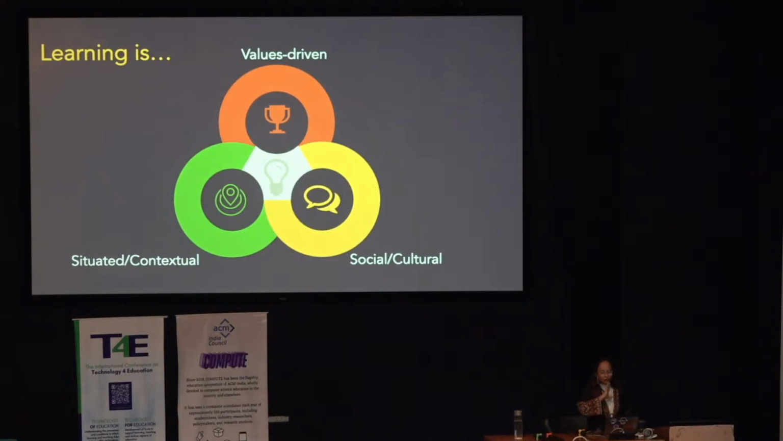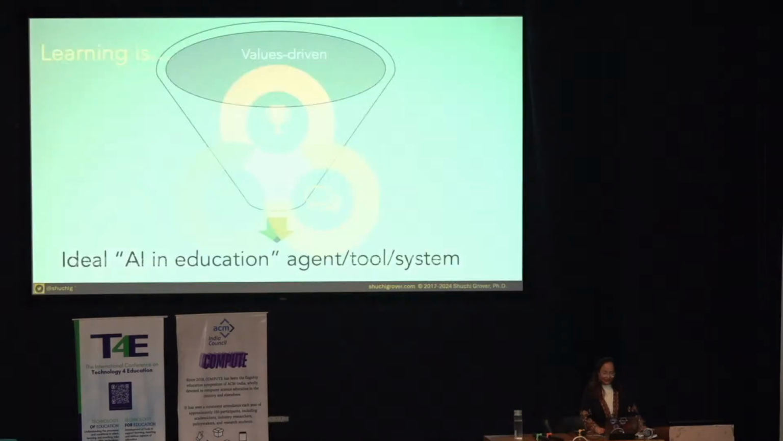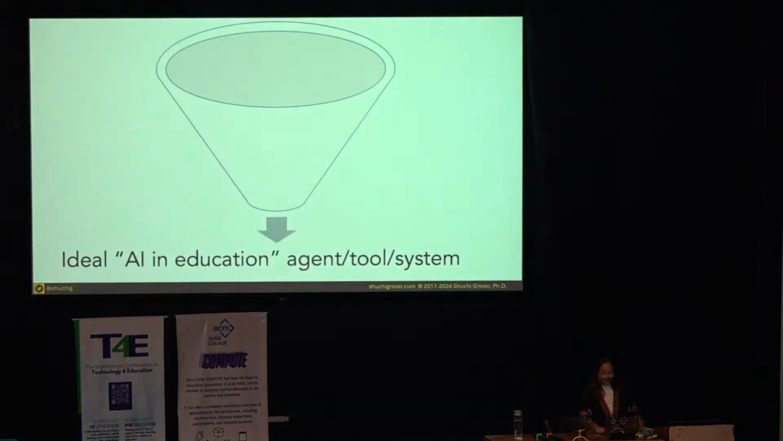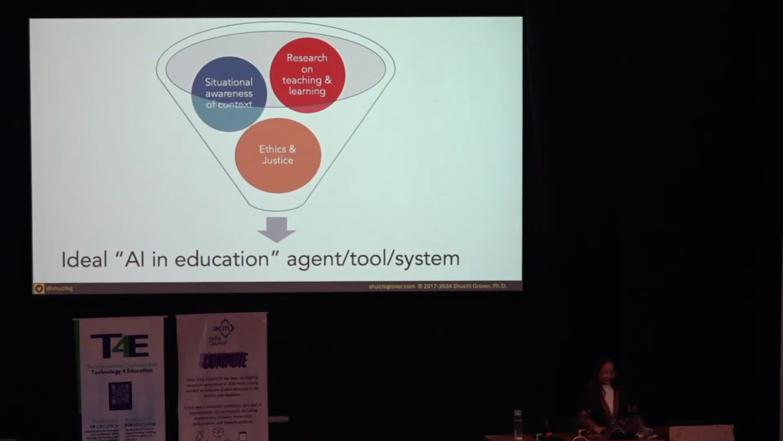And there's already a huge body of research in the learning sciences on designing for learning. Many of you, I know, are from these kinds of programs at IIT Bombay and elsewhere, design schools, designing for learning that take into account these characteristics. So AI systems need to take into account that literature. So an ideal AI in education, to my mind, incorporates three key components: a situational awareness of the context, research on teaching and learning, and ethics and justice.